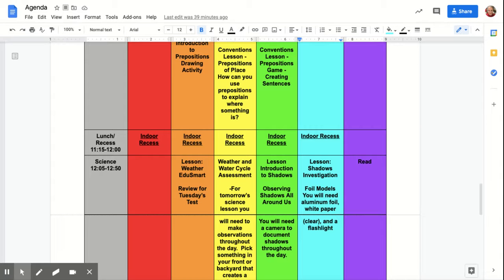This is what we did. Our sun, we just used the flashlight. So as the flashlight was shining on our foil model, we had these shadows. Oh, and we also used a white piece of paper to really be able to see where those shadows were formed.